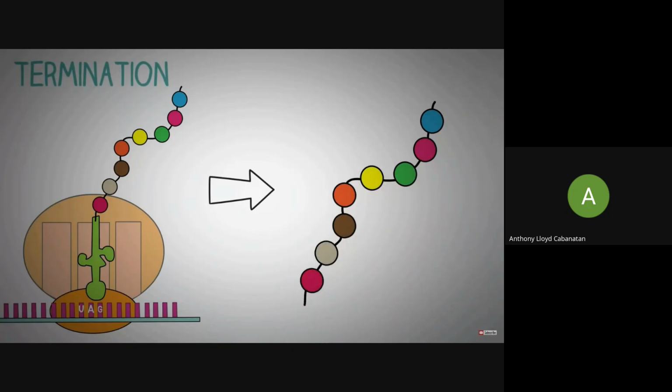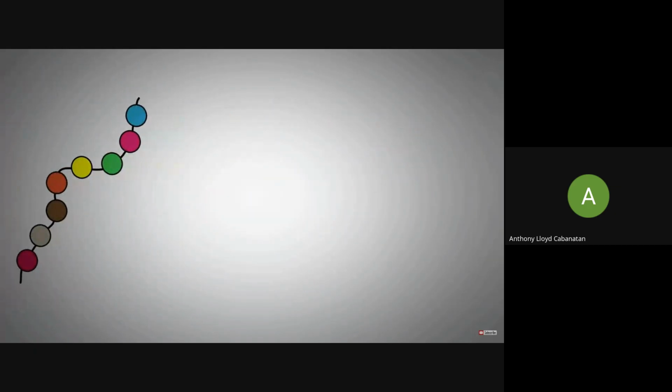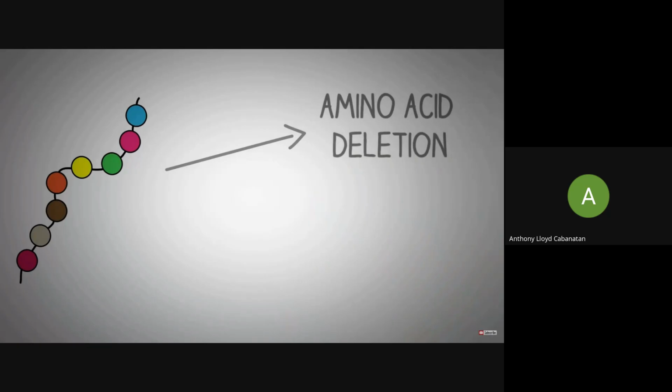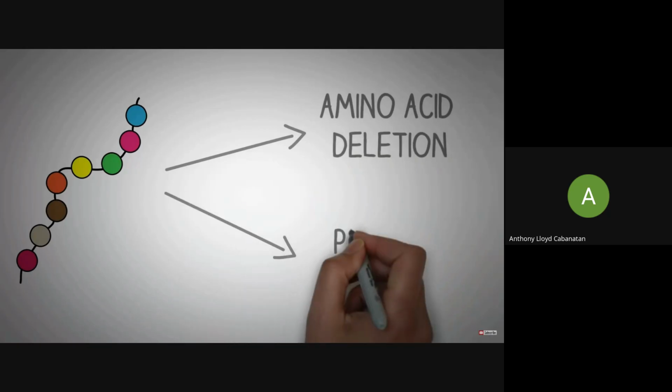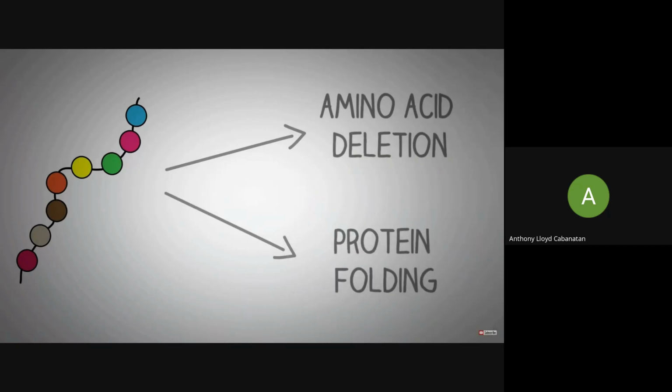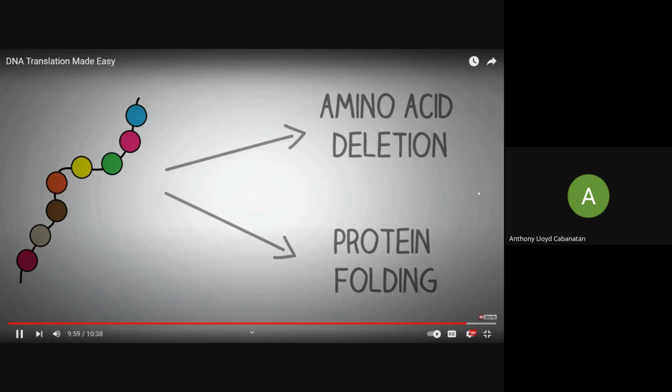So after the ribosome finishes the protein synthesis, is the protein complete? Not really. After that the protein is formed, it goes through some additional processing, like some amino acids may be deleted and some proteins also undergo folding to form a more stable structure. So this was a brief overlook about the process of translation.